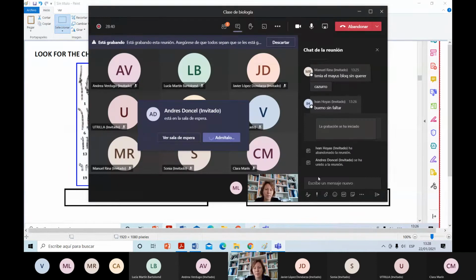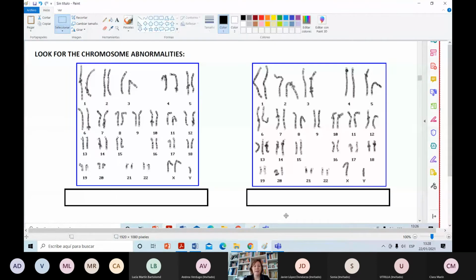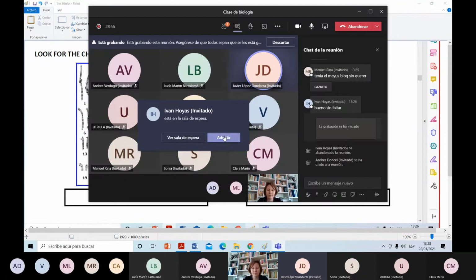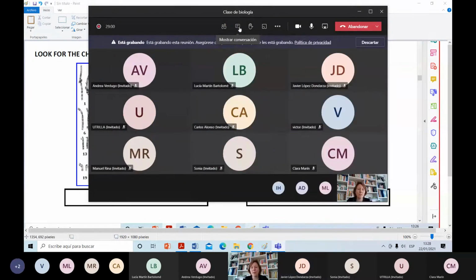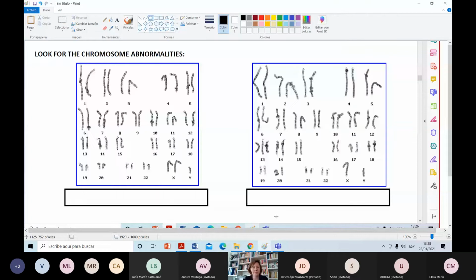Aquí tenemos a Andrés. Well, first, Victor, which part should I circle? Where do I have the abnormality in this picture? One volunteer. That there's only one Y. There's only one Y. Is there any problem because I only have one Y?